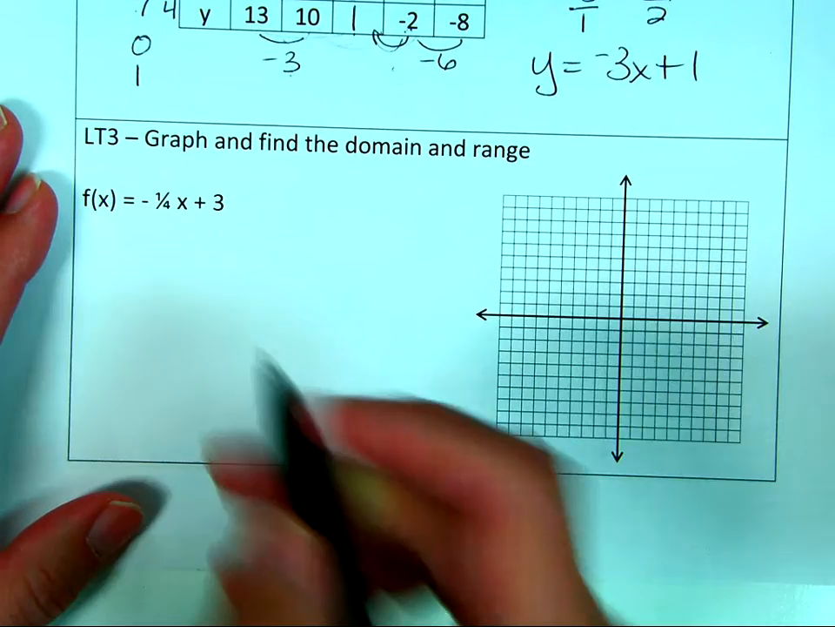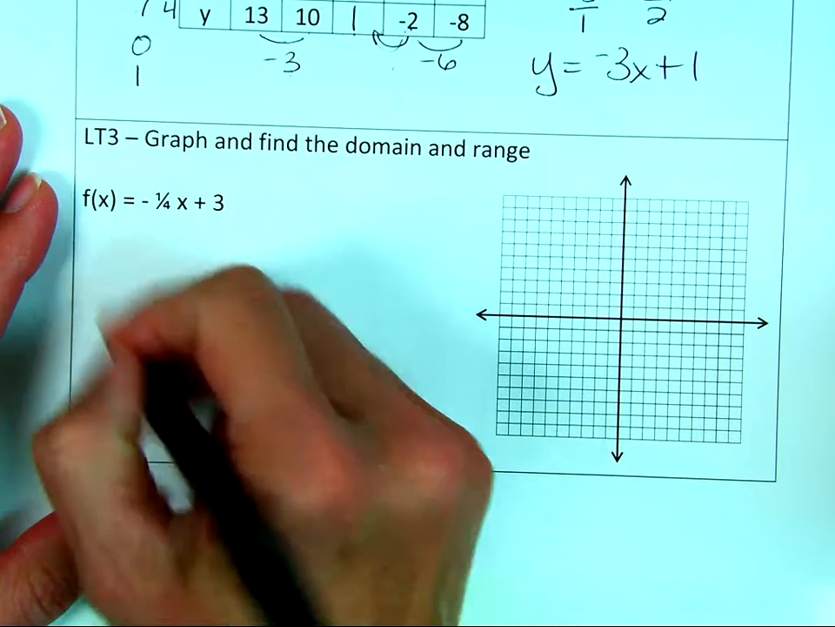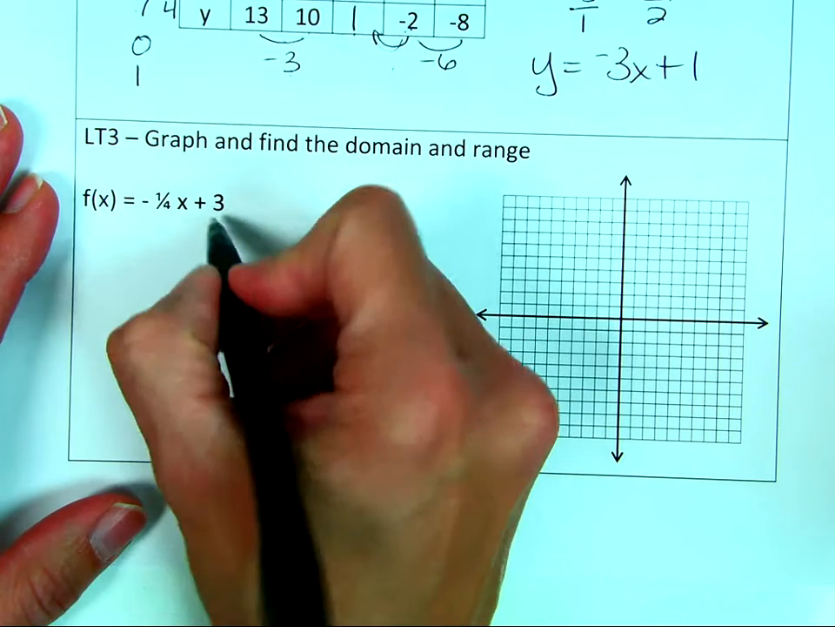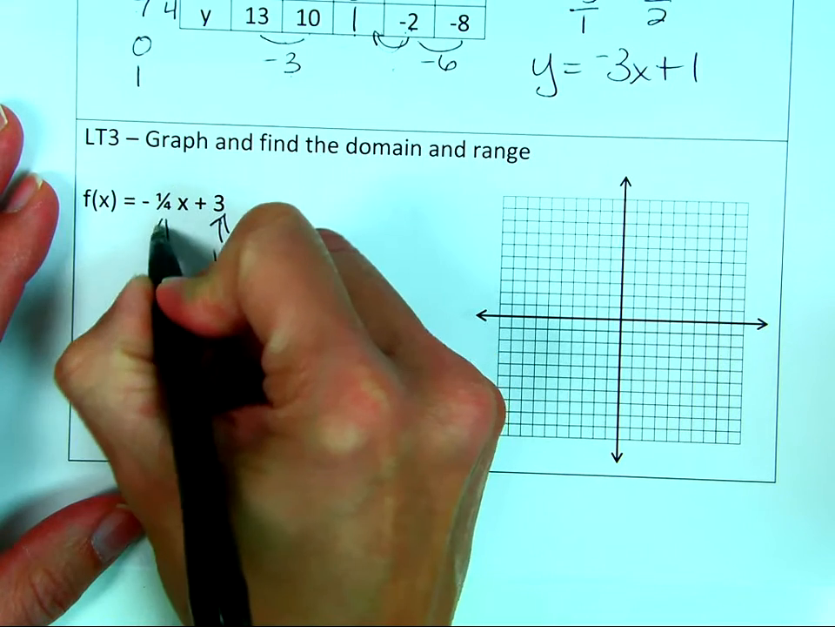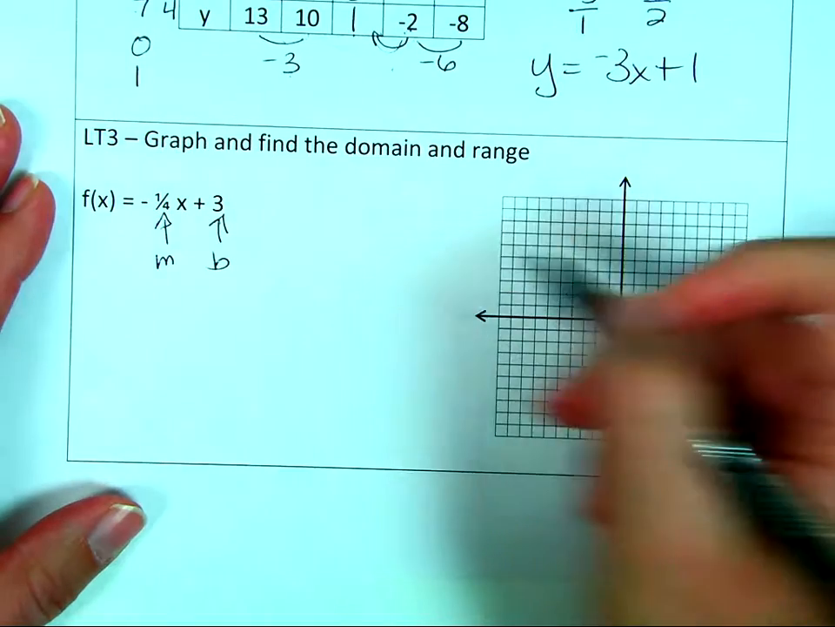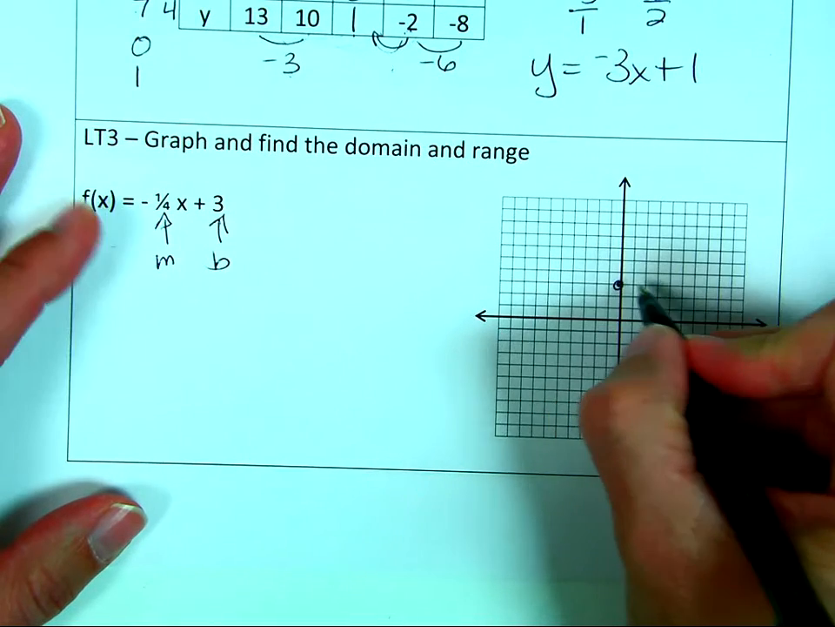So remember, you can use a table anytime you want to graph, but the easiest way to graph is to know that that's the y-intercept and that's the slope. So I'm going to graph my y-intercept first, and then I'm going to use my slope to find more points.